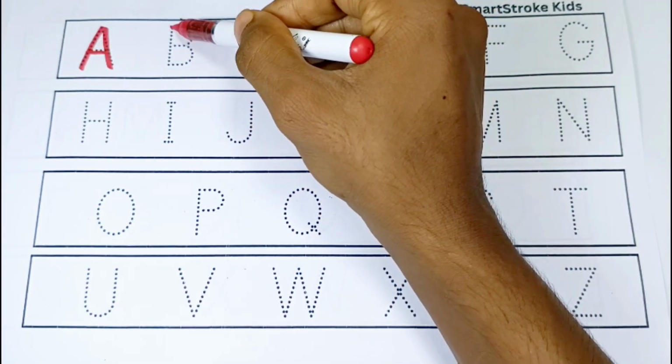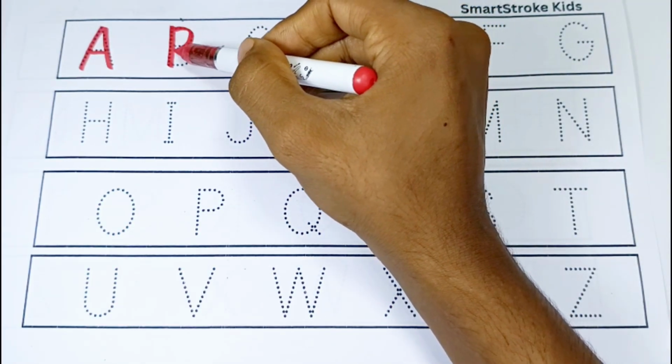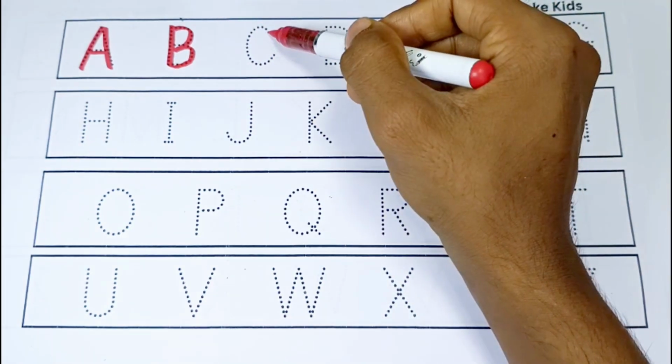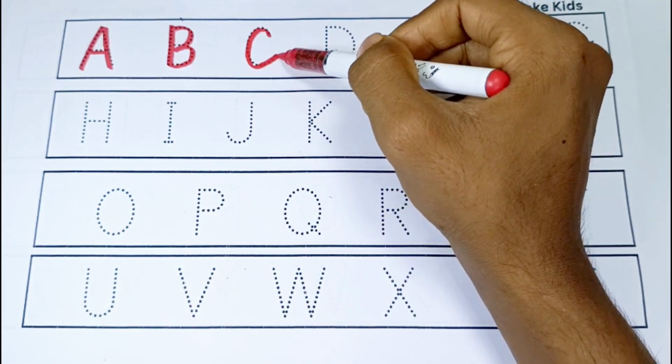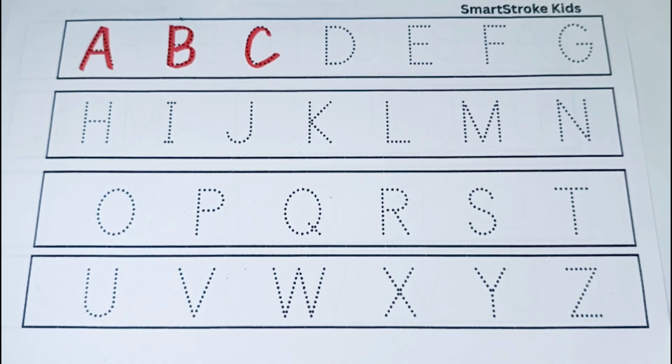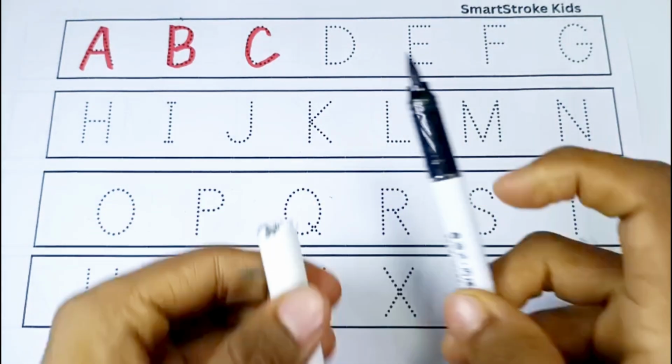A for apple, B for ball, C for cat. Kids, now you draw D and use black color.